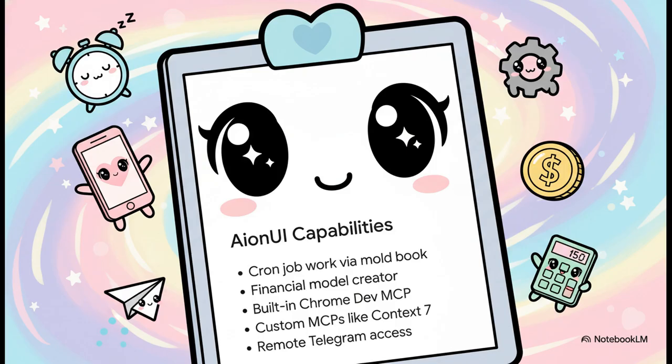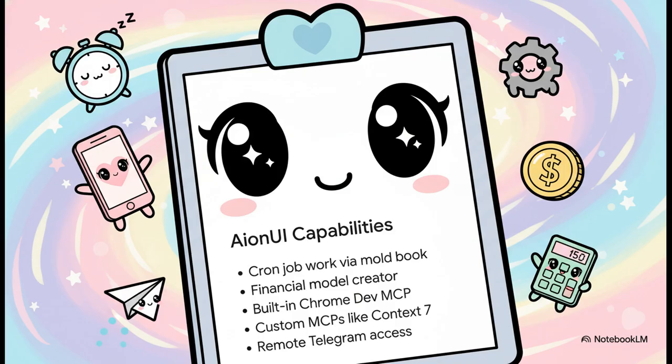But wait, it goes deeper. AionUI includes built-in MCPs, that's Model Context Protocol, like Chrome Dev tools. Plus, you can manually configure custom ones, like Context 7. You can even add speech-to-text capabilities just by dropping in an API key-based URL. And get this, you don't even have to be sitting at your desk to run the show. You've got remote access.